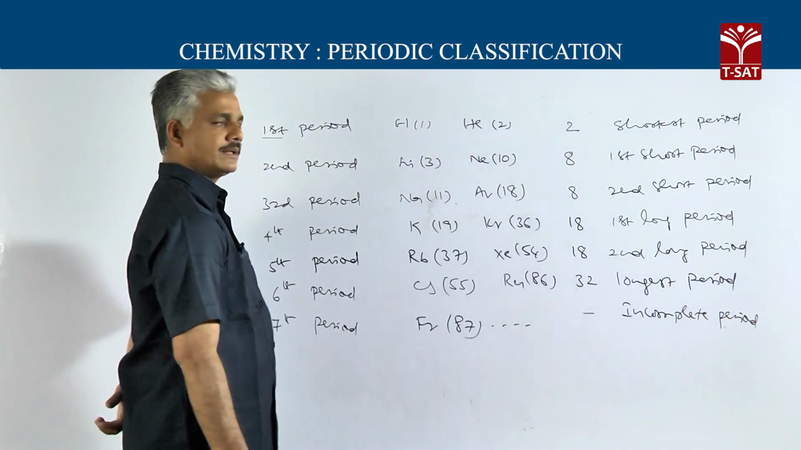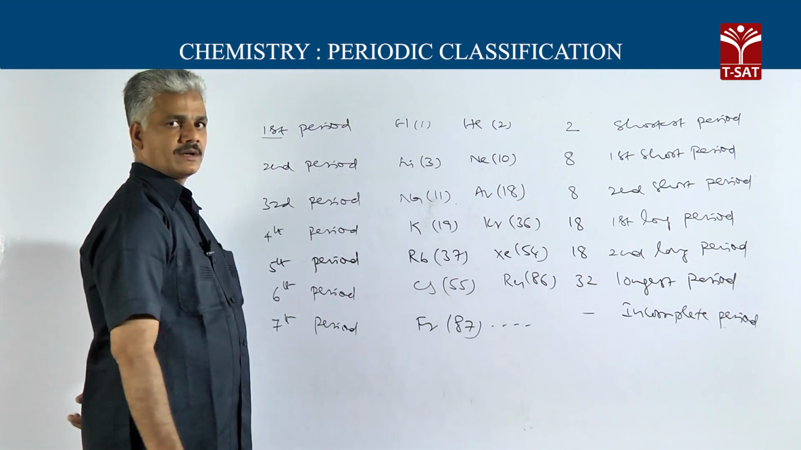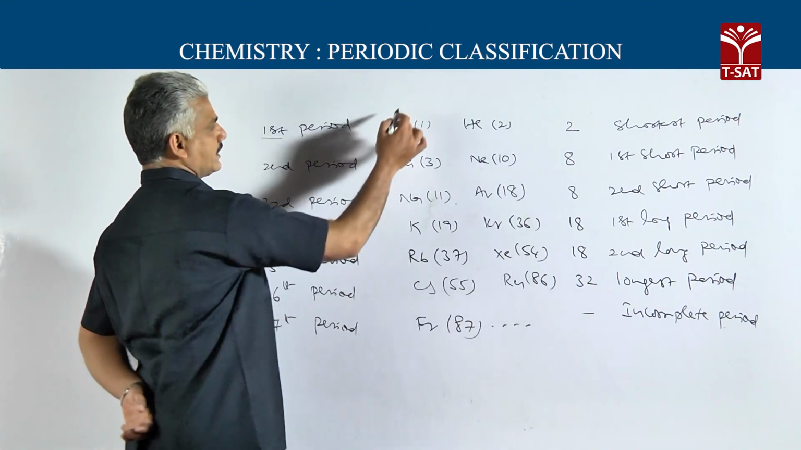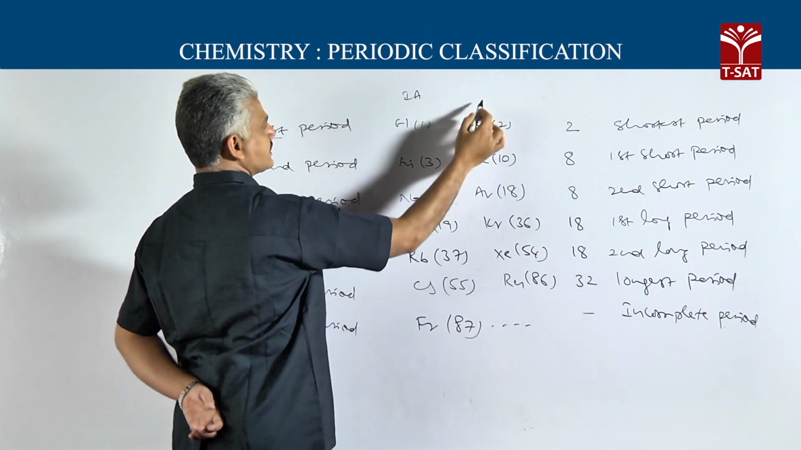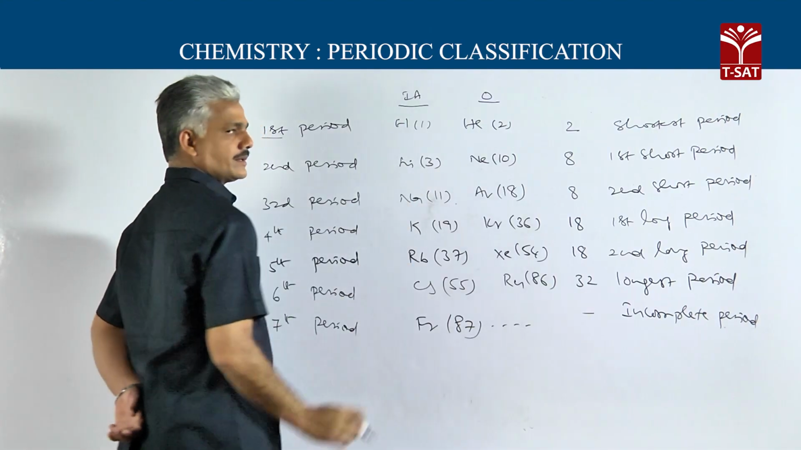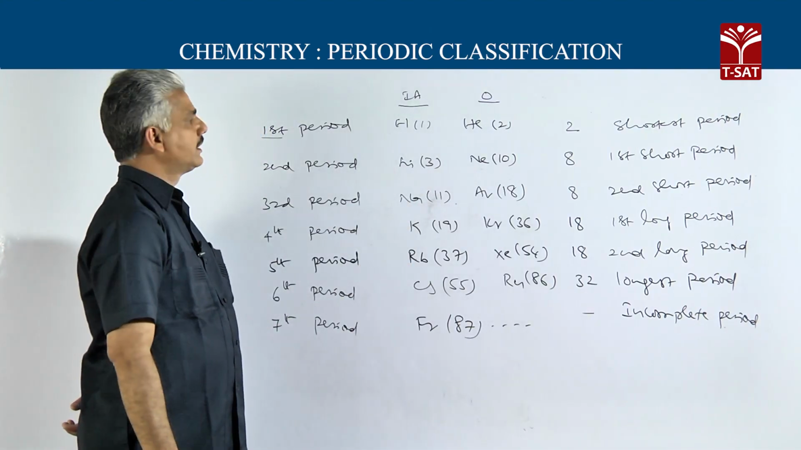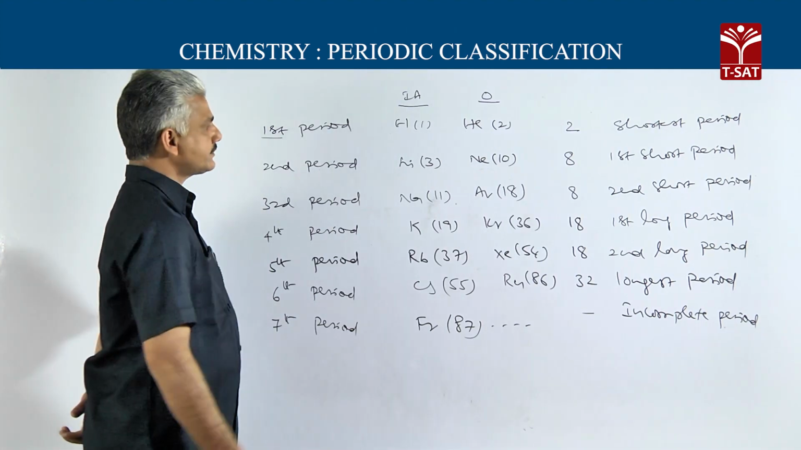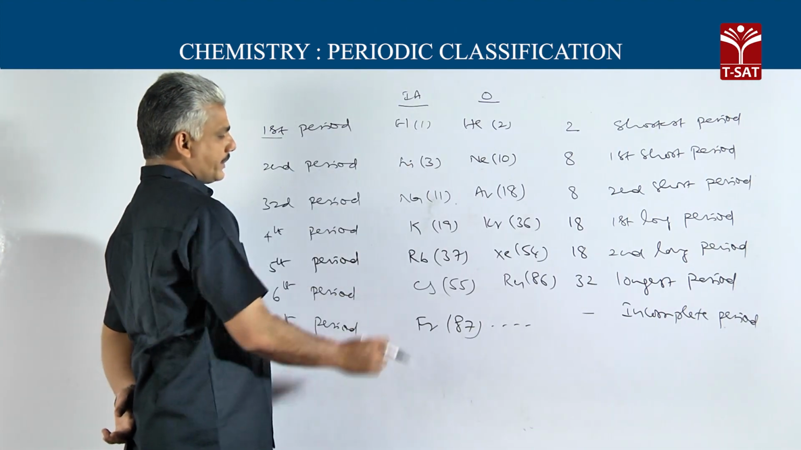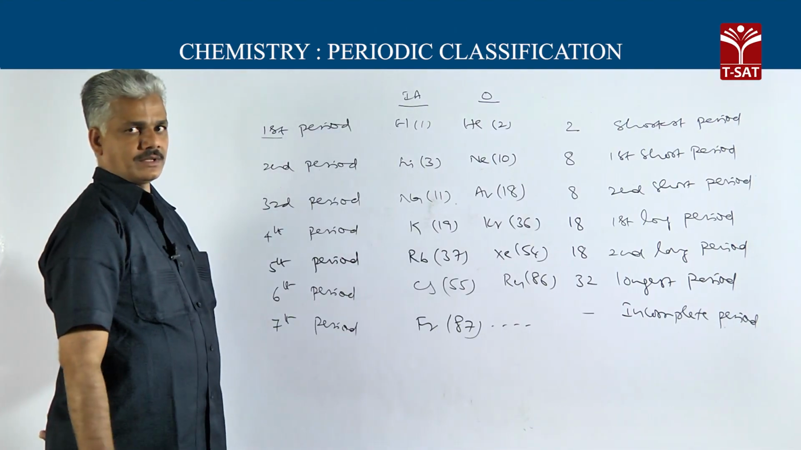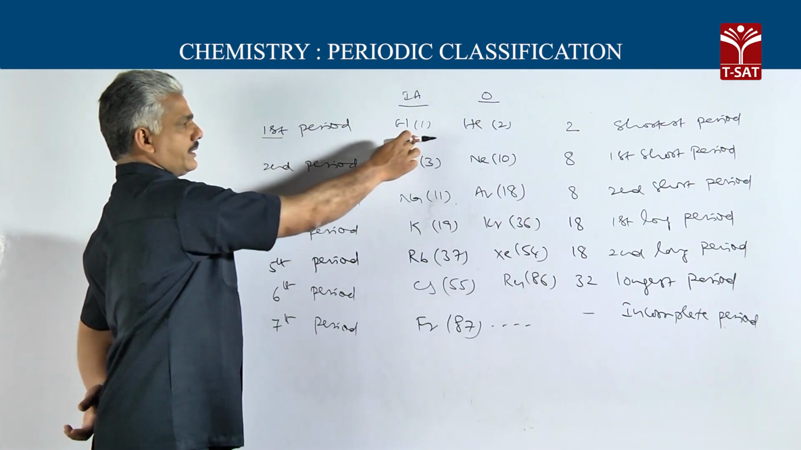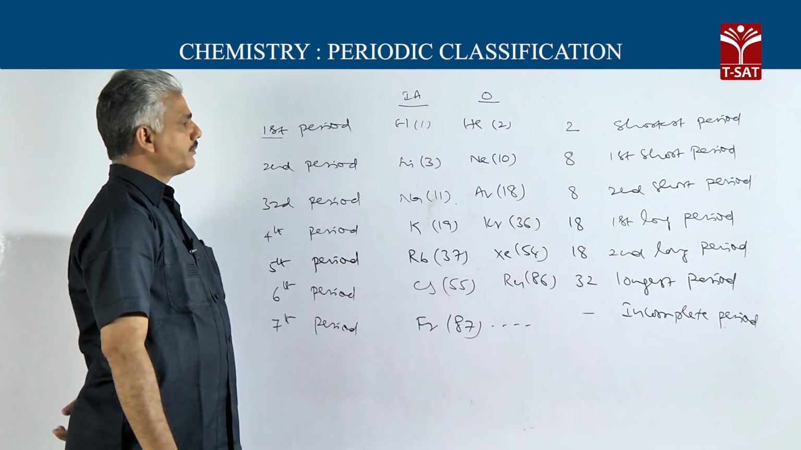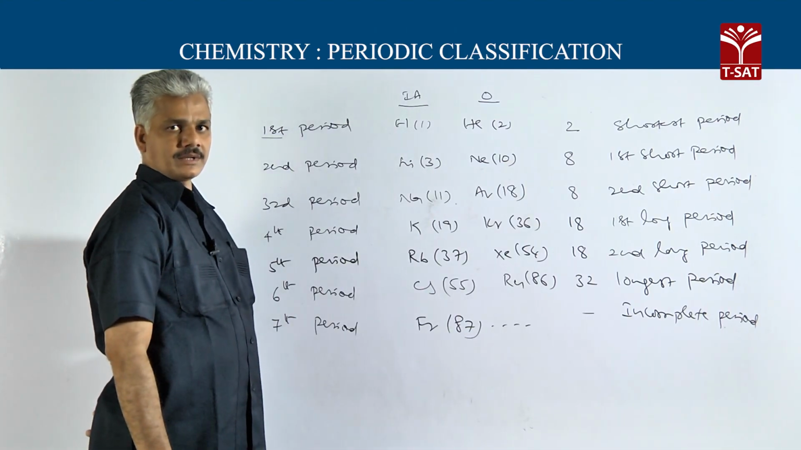So, in order to easily remember the starting element and ending element in any period, we just have to remember the elements of the first A and 0 group elements, because every period begins with 1A and ends with 0 group. The practical use from the examination point of view is that the range of atomic numbers can be used to identify the period number of a given element.